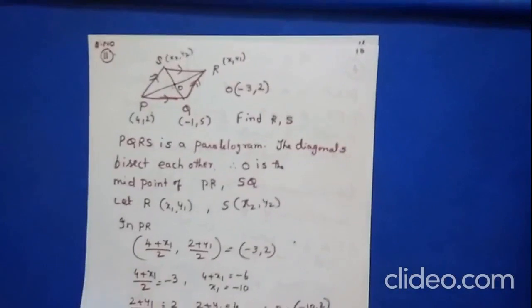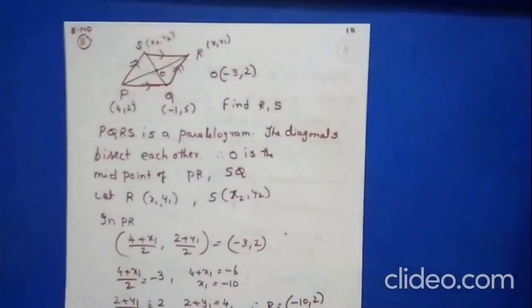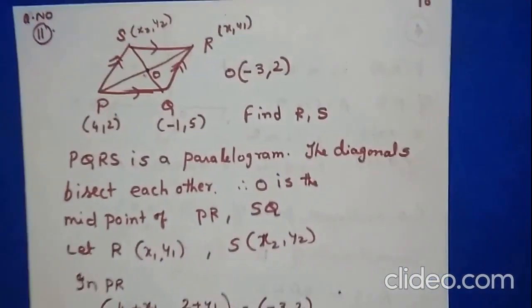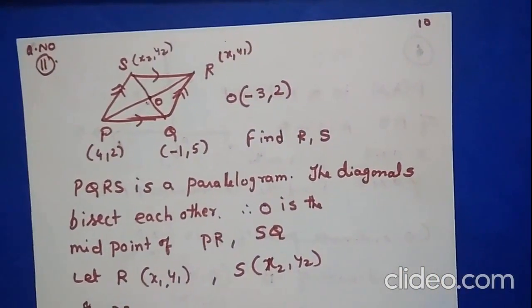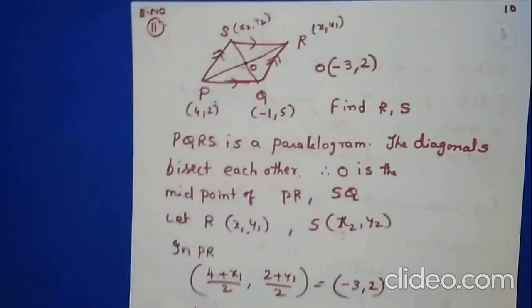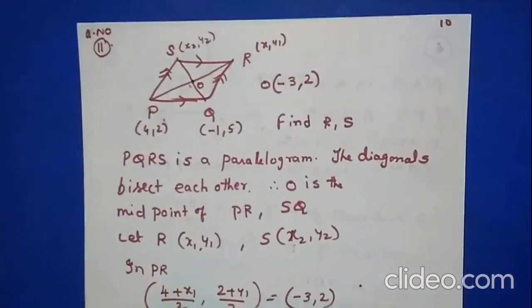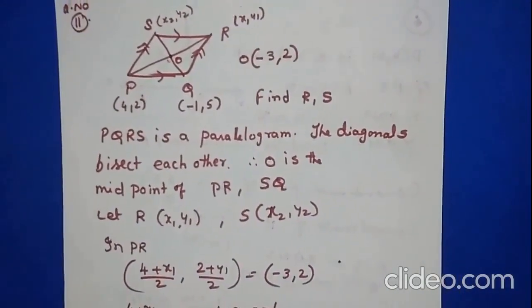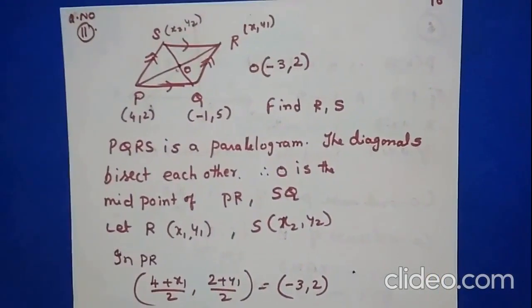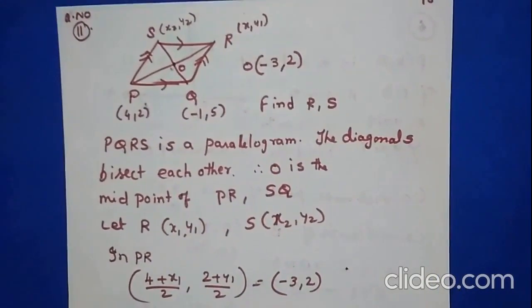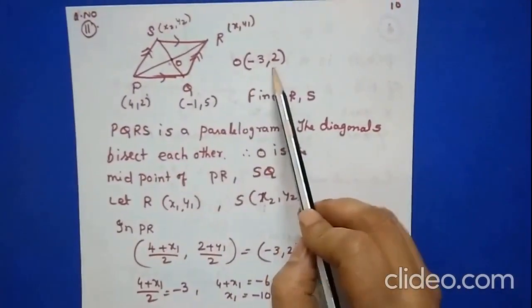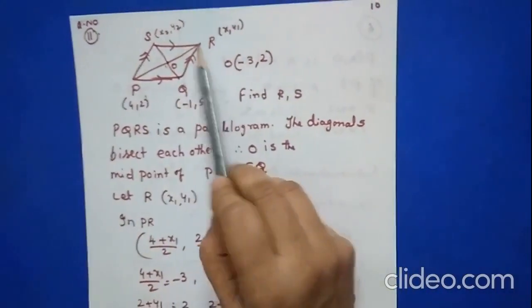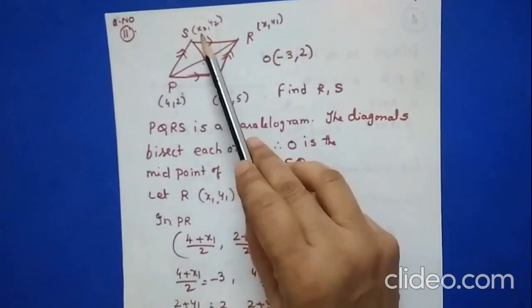Now, I am going to explain one more question, question number 11 from the same exercise. Parallelogram. Here, the coordinates of P and Q are given, and also the intersecting point of the diagonals is given. You can easily find the other two coordinates. The definition of a parallelogram: opposite sides are parallel, opposite sides are equal, and the diagonals bisect each other. Therefore, the intersecting point of PR and QS is O. So O is the midpoint of PR, and also the midpoint of SQ. O is given as (-3, 2), P given, Q given. You are going to find R and S. Let R be (x1, y1) and S be (x2, y2).